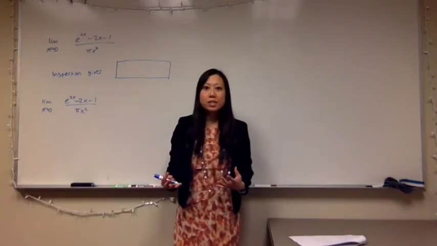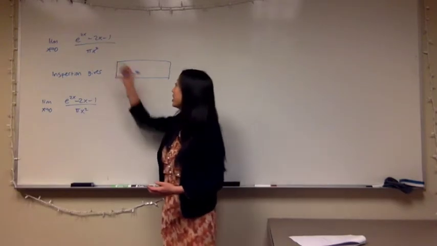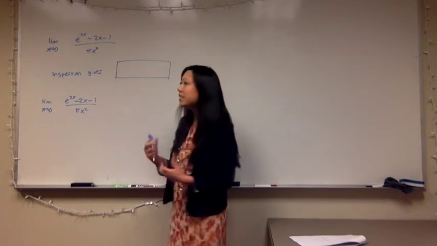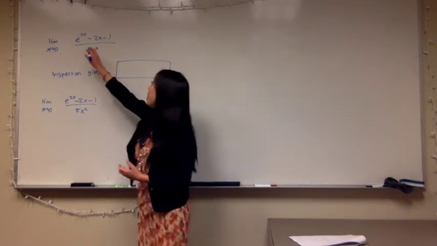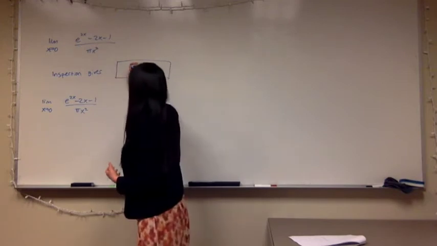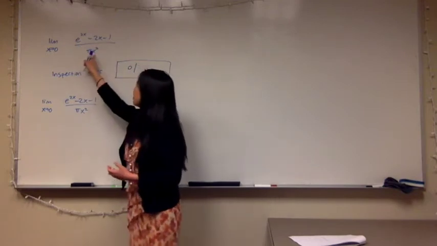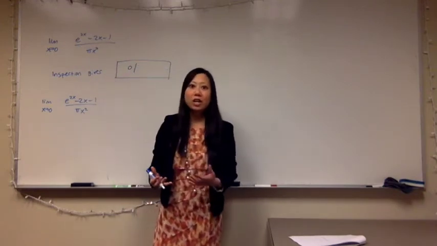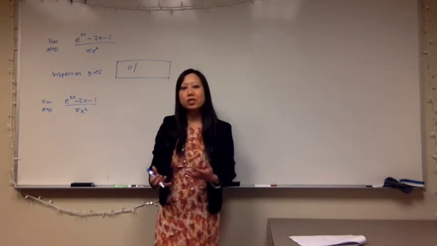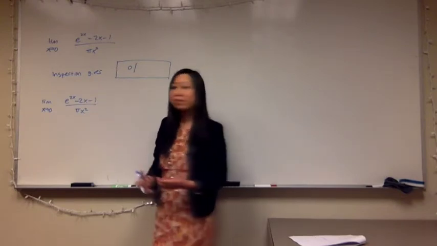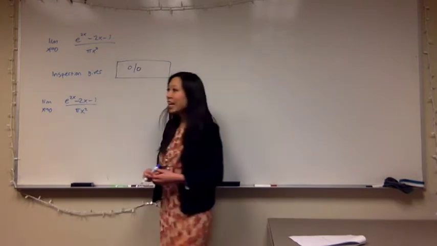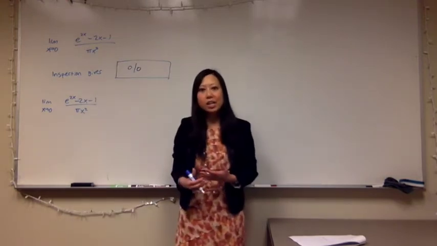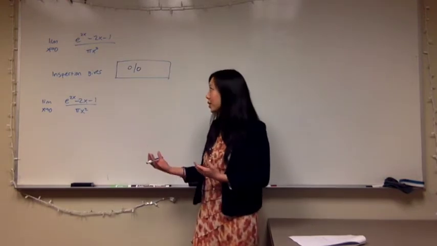So now let's try inspection on the next example. Here, if I try direct sub, I get e to the 0, which is 1, minus 0 minus 1. So again, I have 0 on top, and the bottom, if I plug in x equals 0, I also have 0. So again, I have 0 over 0, which is an indeterminate form. If I have 0 over 0, I could go ahead and apply L'Hopital. So let's go ahead and try that.